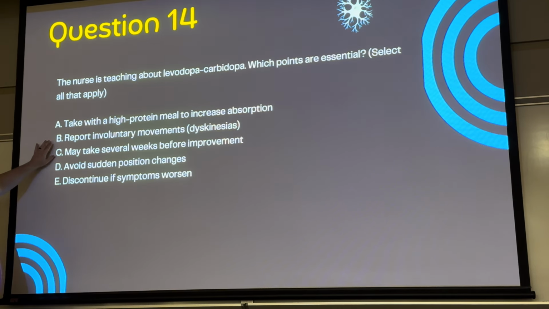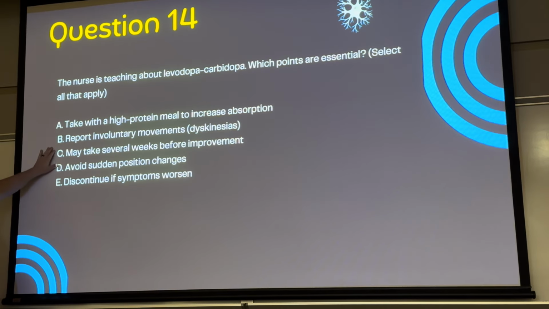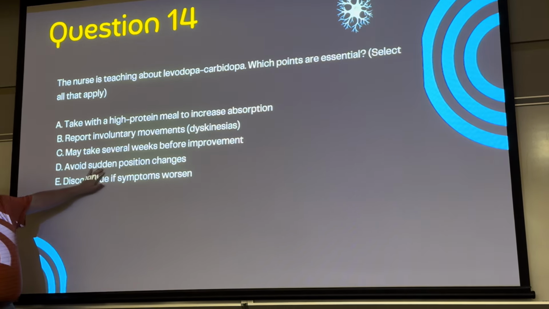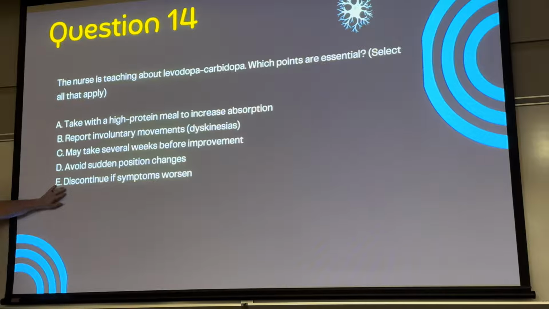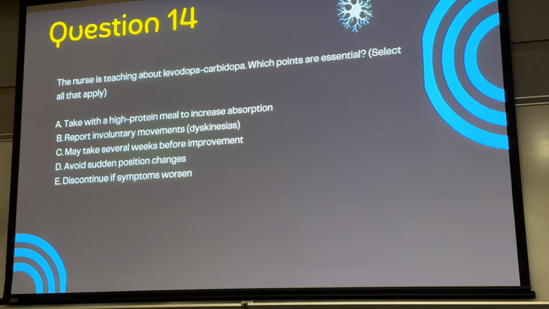Report involuntary movements, yep, we need to report that. It may take several weeks before improvement. It's gonna take a long time to get these carbidopa, levodopa in our system. Avoid sudden position change, doesn't really matter. Discontinue if symptoms worsen. Remember, we're not going to discontinue abruptly with this. Okay, good. And then that should be it.